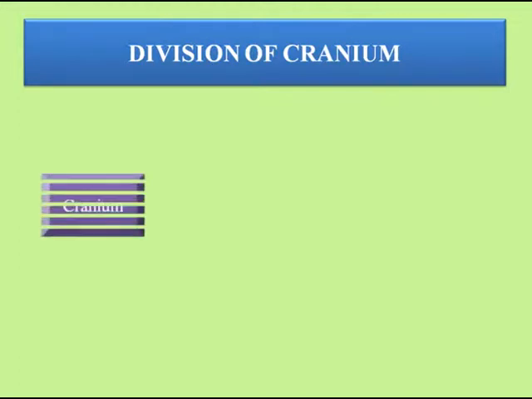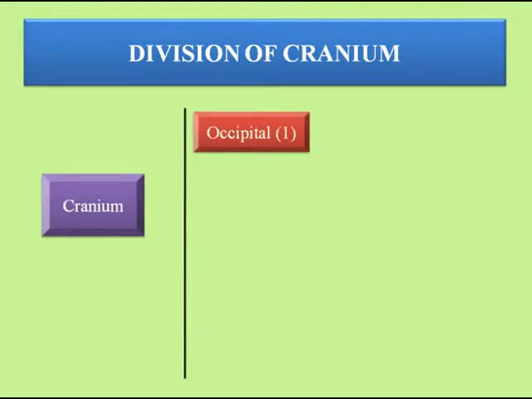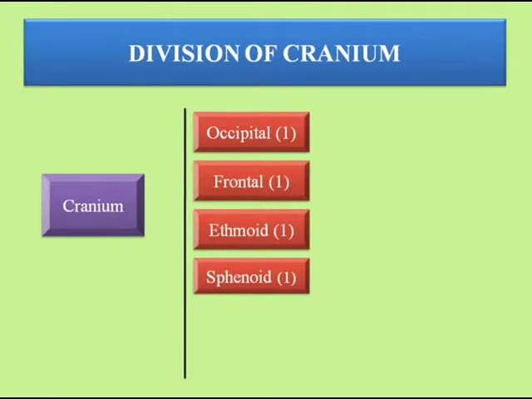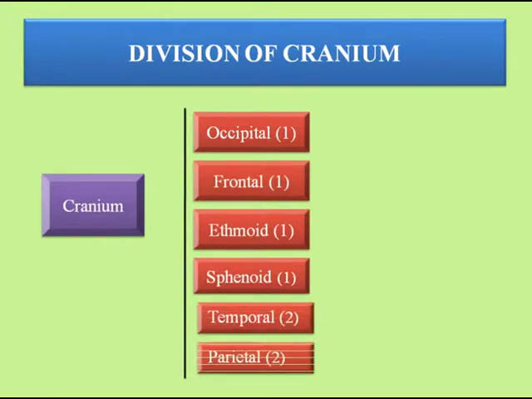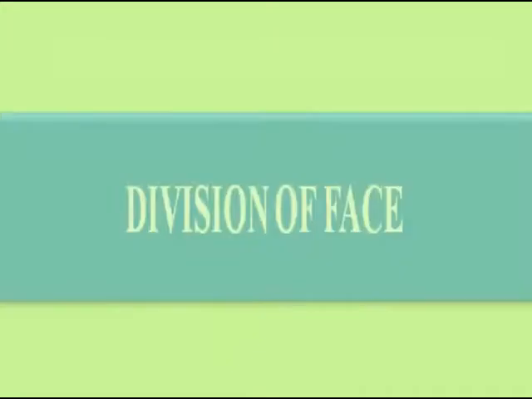Now division of the cranium. What is the cranium? The human brain is enclosed in the cranium. The human brain has the same general structure as that of other mammals, but it is over 3 times larger than the brain of a typical mammal with an equivalent body size. Now, the cranium consists of one occipital bone, one frontal bone, one ethmoid bone, one sphenoid bone, two temporal bones and two parietal bones. These are the bones of the cranium, and the cranium is part of the skull.